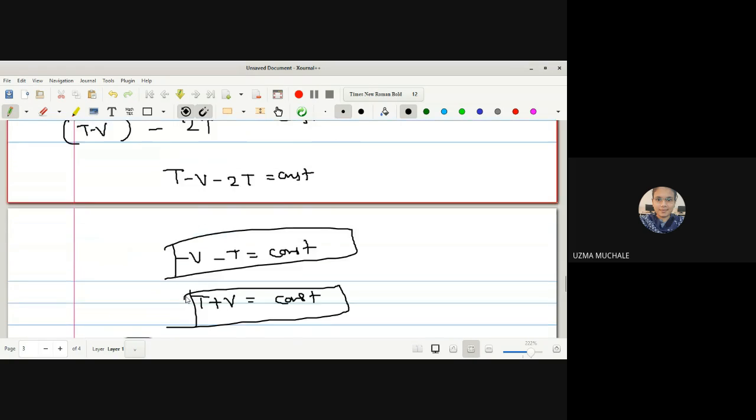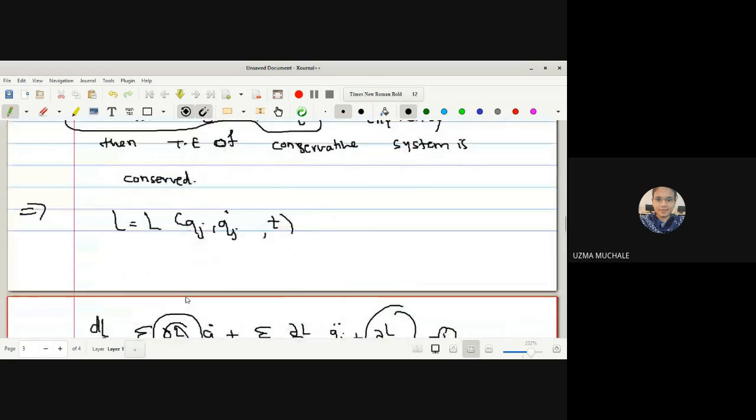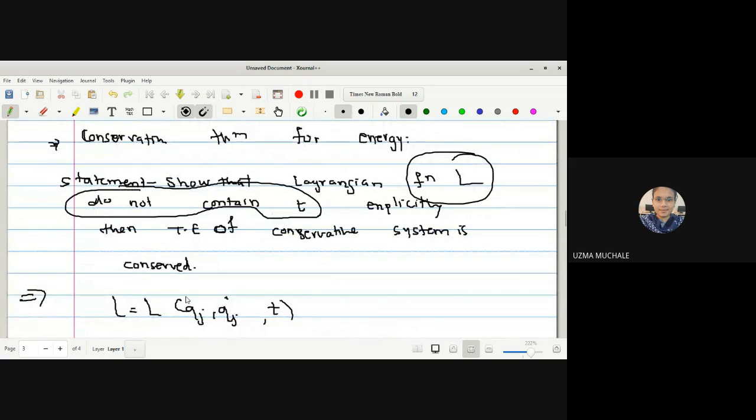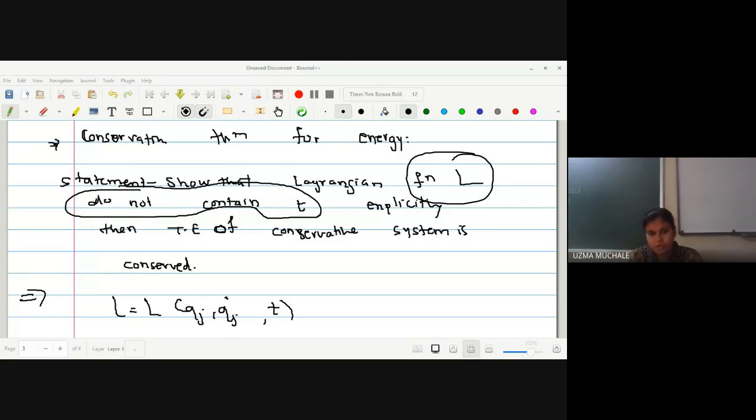Hence the proof that if the Lagrangian does not contain the time t explicitly, then the total energy of a conservative system is conserved. Okay, so in this way we have completed our first chapter. If you have any doubt about the first chapter, you can ask. No, ma'am. So in the next lecture onwards, we will start with our second unit.